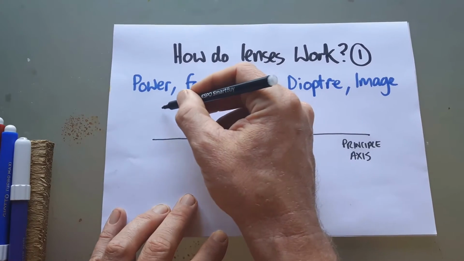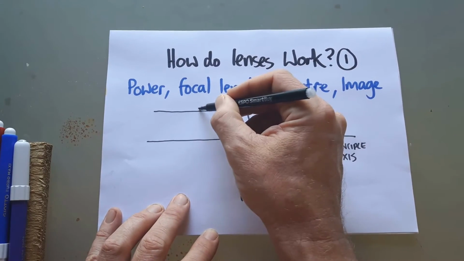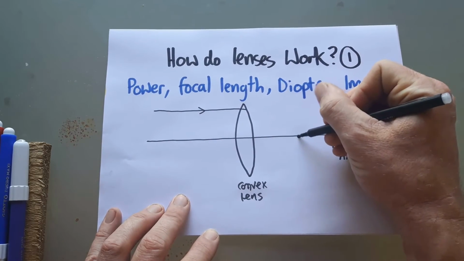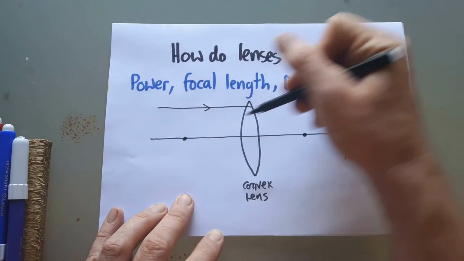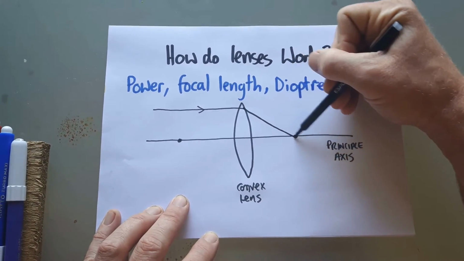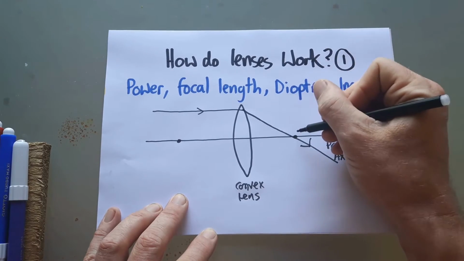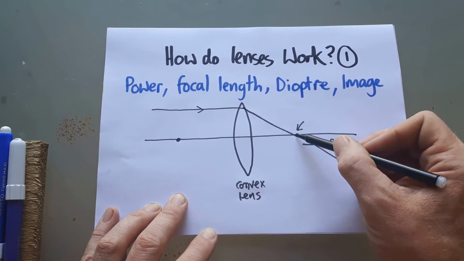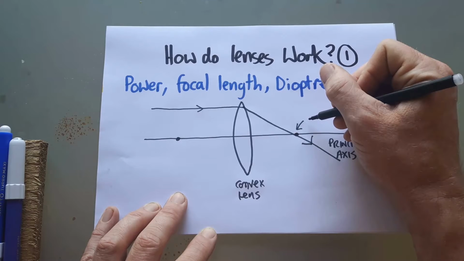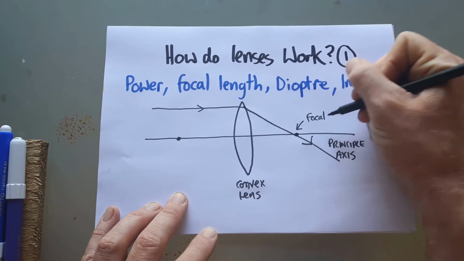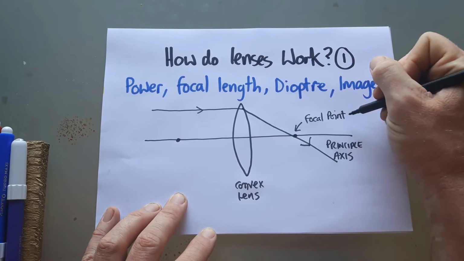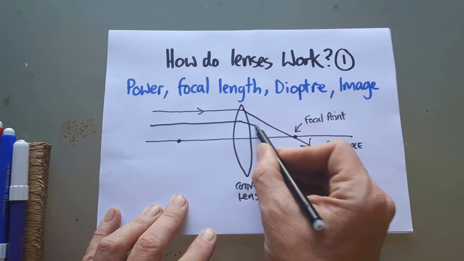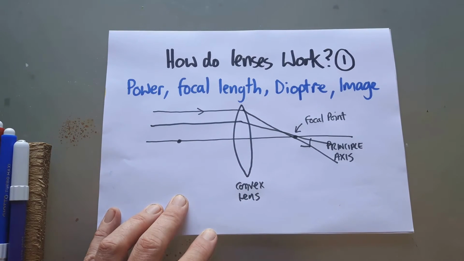So if a ray of light comes into the lens and that ray of light is parallel to the principal axis, then that light will always hit what's known as the focal point of the lens. So that will come down through the focal point. The point where a light which is parallel to the principal axis hits is called the focal point. And it doesn't matter where the line comes, they all hit at that point.